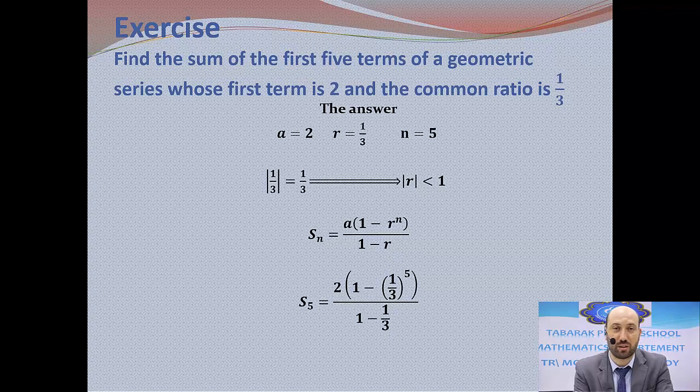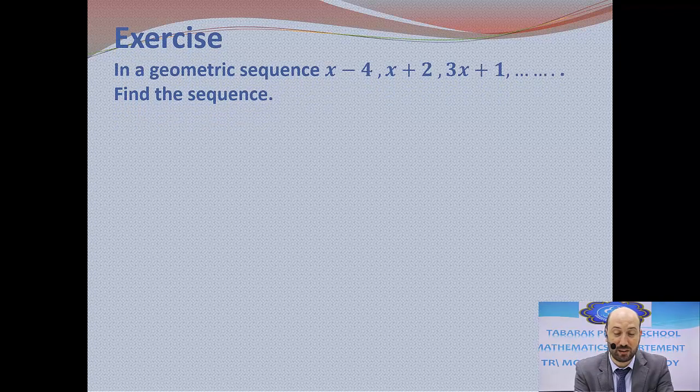And like what we did, simplify it or find the value using a calculator, and you will have the sum of 5 terms equals 2.987. And now for the last exercise, we have in a geometric sequence x minus 4 as the first term, x plus 2 as the second term, 3x plus 1 as the third term. Find the sequence. Here we have the information that we have a geometric sequence, and we have to find the value of each term here.